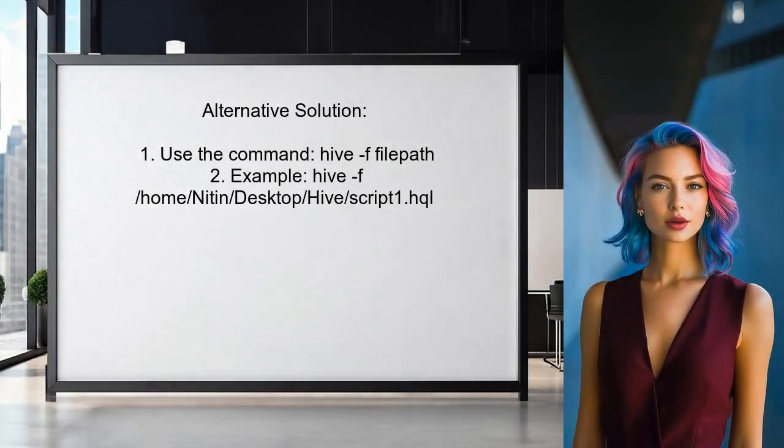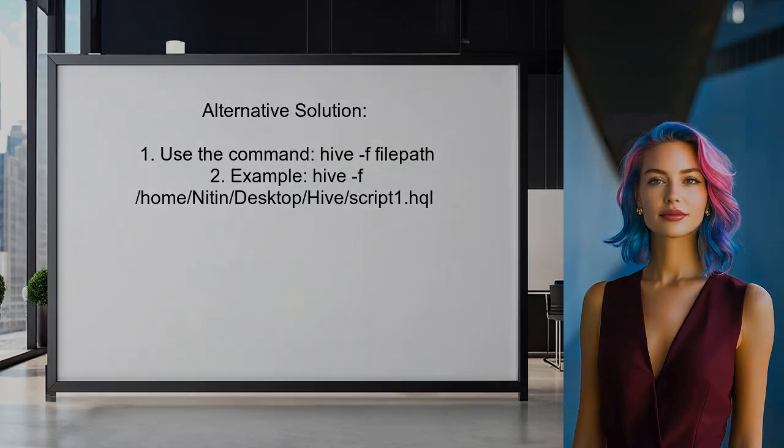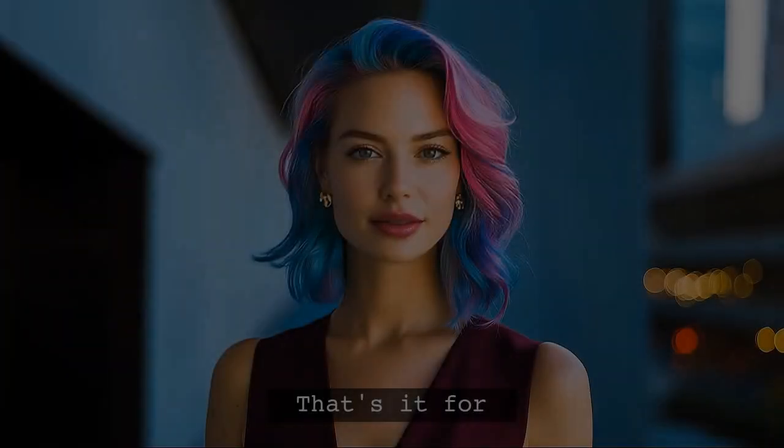An alternative approach to executing HQL commands from a .hql file is to use the Hive command line. You can do this by typing hive -f followed by the file path. For example, you would enter hive -f /nighton/desktop/hive_script1.hql. That's it for that answer.